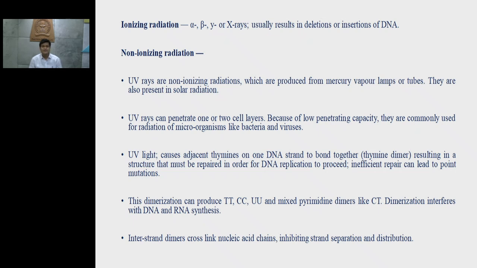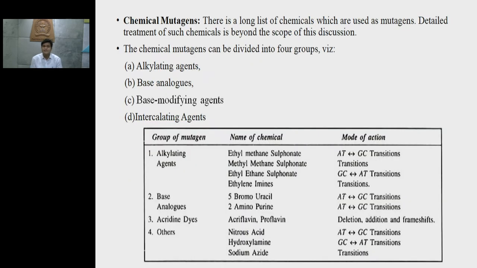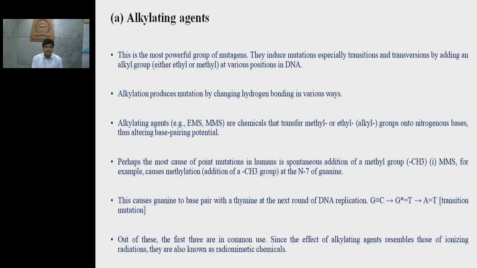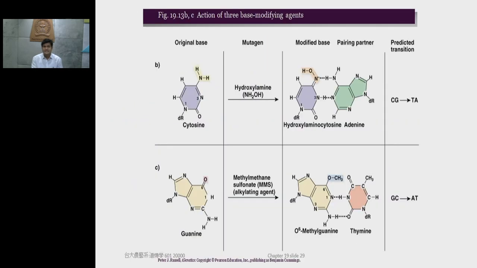Intramolecular pairing, so this is nothing but dimerization, and that interferes in the synthesis of DNA as well as RNA. These are the chemical mutagens. We can further categorize them into alkylating agents, base analogues, and base modifying agents. These are the alkylating agents, especially hydroxylamine.